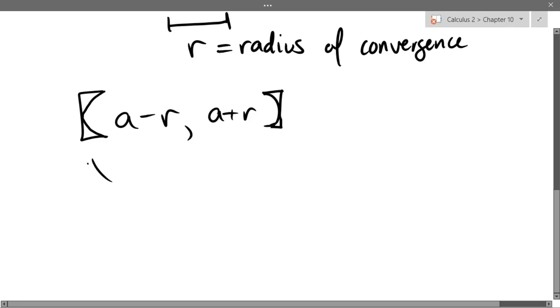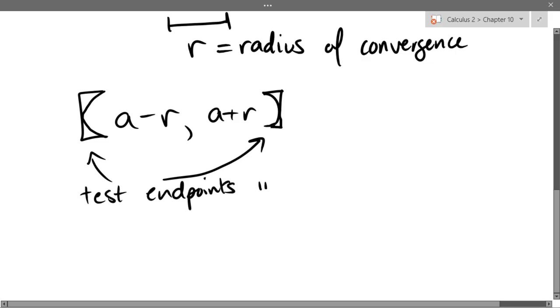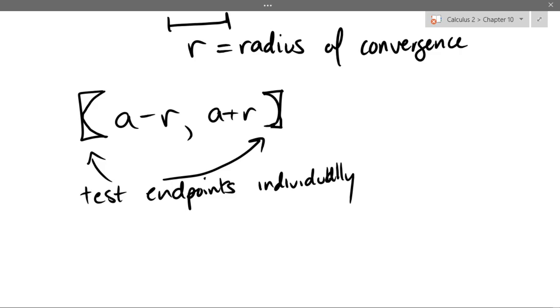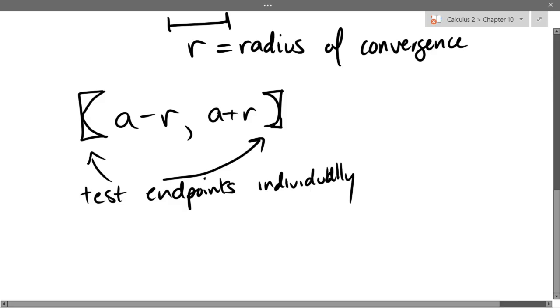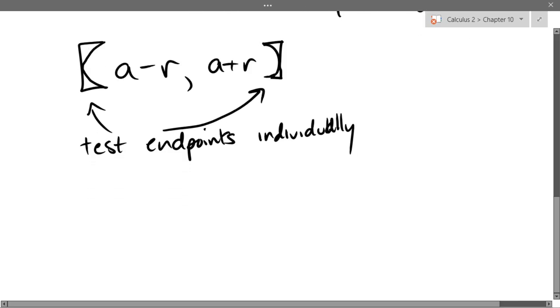All right, here's that note that I did mention: you have to test endpoints individually. You can save a little time sometimes if you can prove absolute convergence at one of the two, because one of them is going to be an alternating series and the other one's not. The other one will either be all positive terms. Well, I shouldn't say it won't alternate. It could still alternate in weird situations, but either way, you test your endpoints individually.